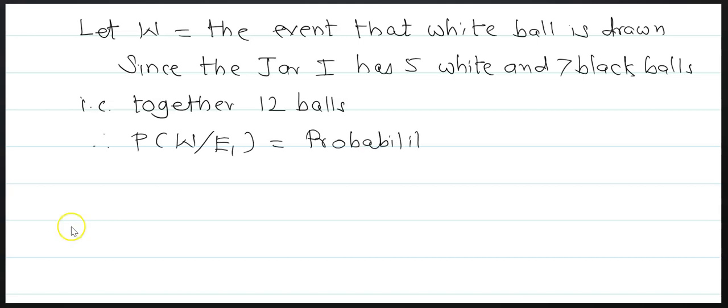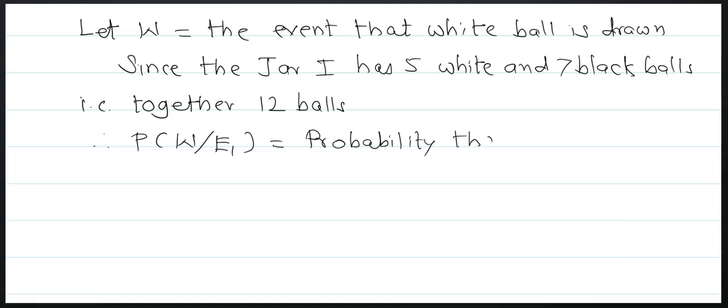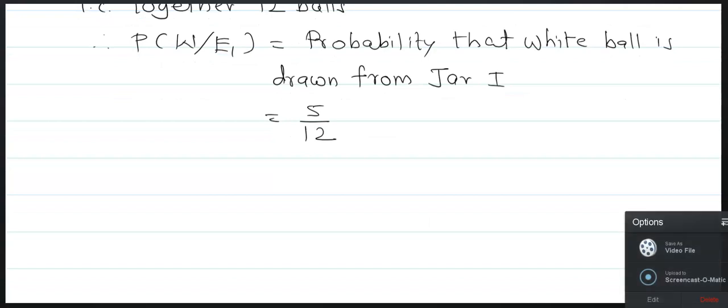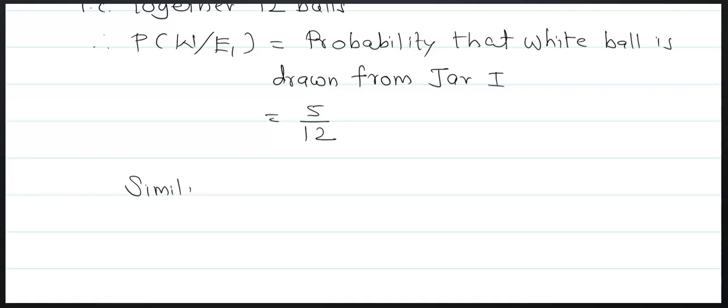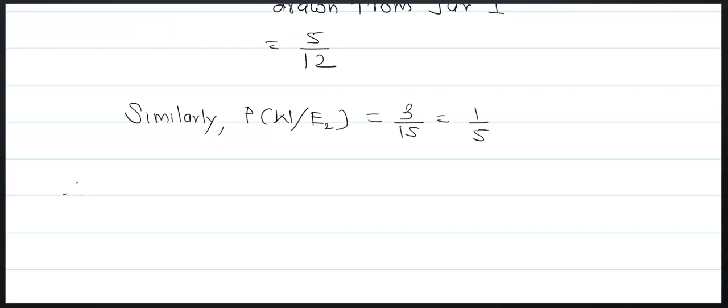Therefore, the probability of W conditional E1 is equal to the probability that the white ball is drawn from jar 1, that is 5 by 12, total are 12, 5 are white. Similarly, probability of W conditional E2 is equal to 3 by 15, total are 15, 3 are white, that is equal to 1 by 5. Again by the Bayes theorem, same formula we are using.